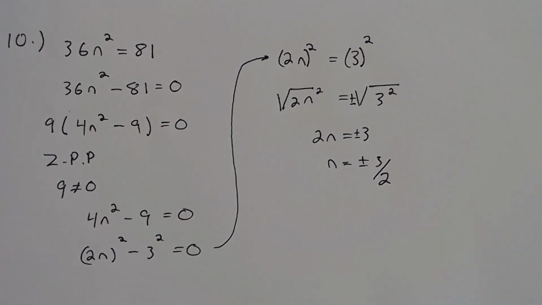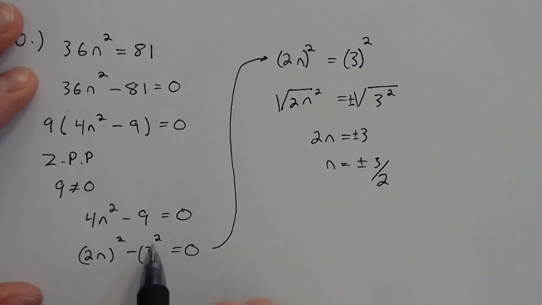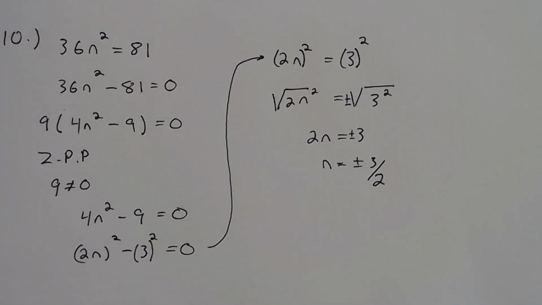There's a couple of different ways that you could have done this. You guys can go back and think about this. I wanted to incorporate this here because later on in the course, you're going to start seeing where you're going to have to recognize that a number is a perfect square. And so that's why I did this, because we can clearly recognize that 4n squared is a perfect square of 2n, and that 9 is a perfect square of 3.